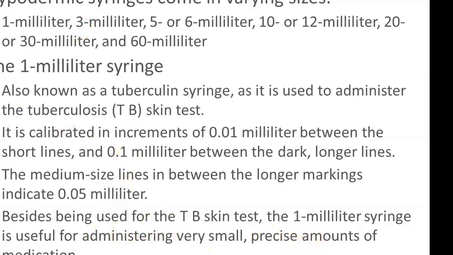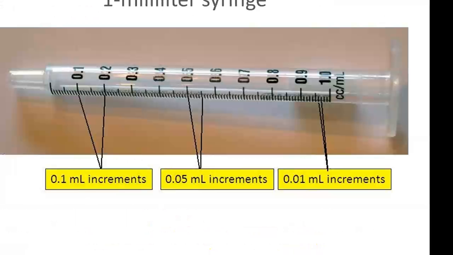And as I said, it's used for very small, precise amounts of medication. And this is a tuberculin syringe. You can see those 0.1 milliliter increments. It shows that very nicely in this picture. And then you see the 0.05 milliliter increments, and then the whole thing is 1 milliliter. But you can see how minute these calibrations can get, down to the 0.01 milliliter increments. So it gets as small as that. So it can get very, very precise.